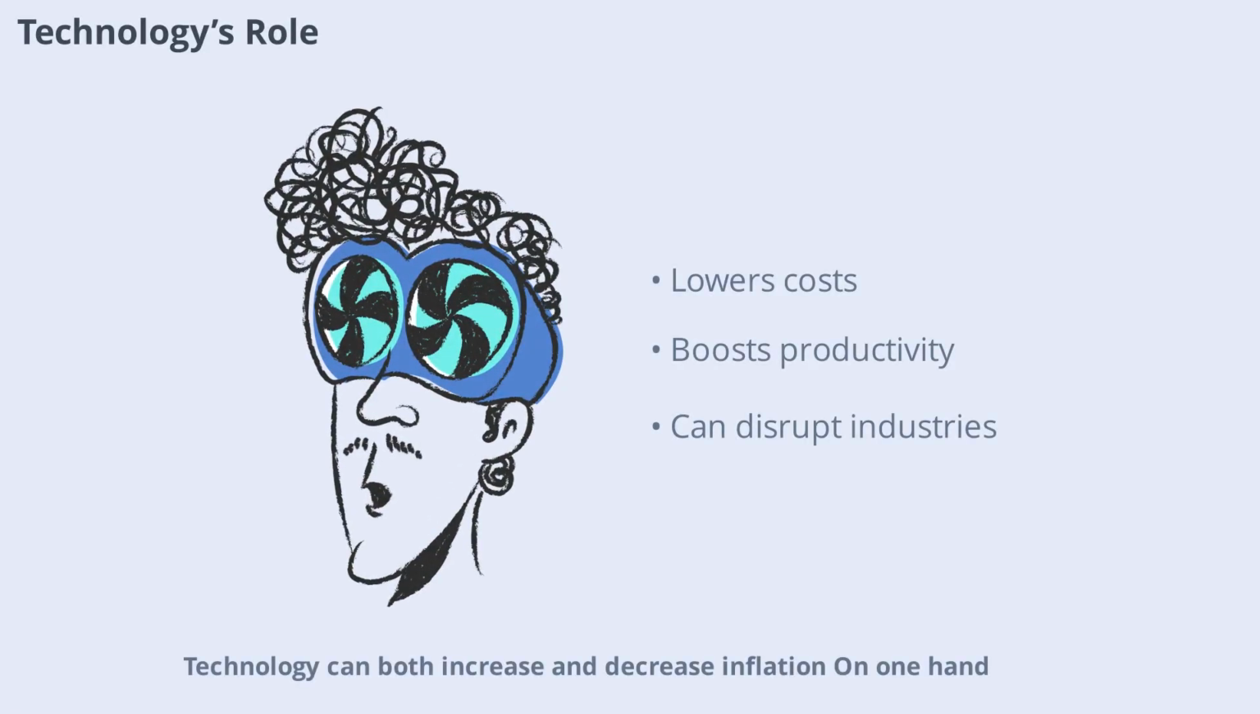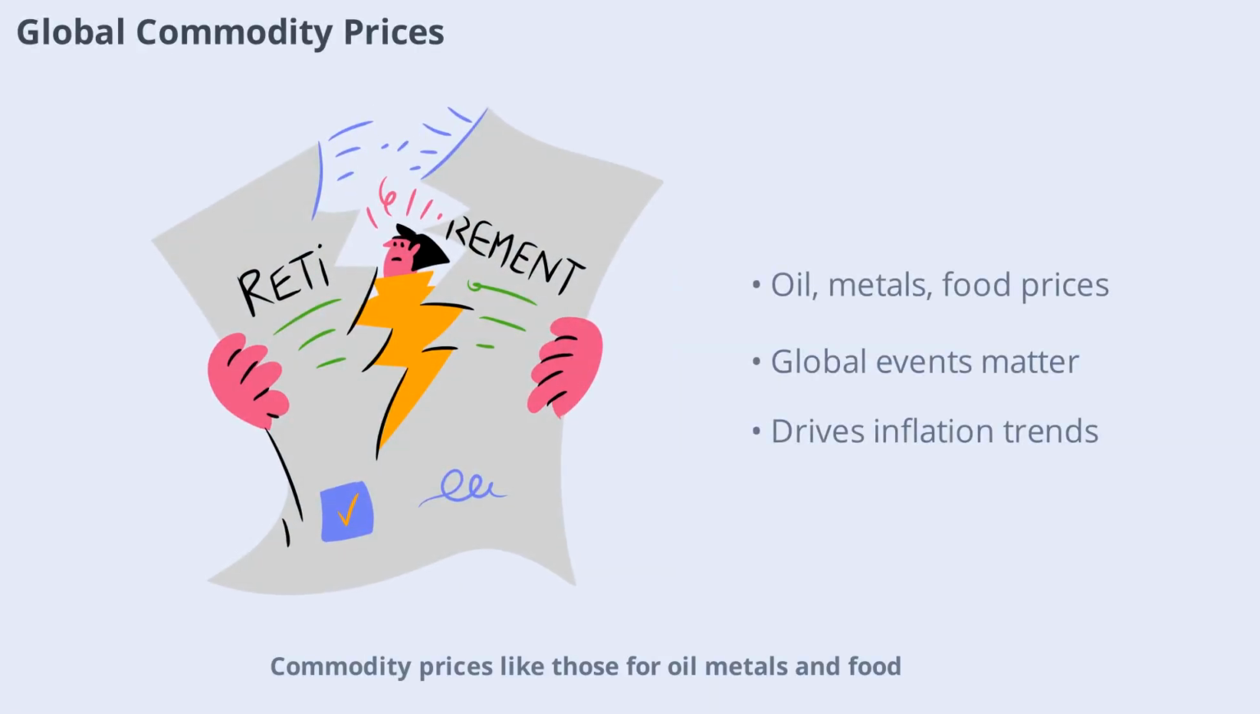Technology can both increase and decrease inflation. On one hand, advances in technology can lower costs and improve productivity, helping to keep prices down. On the other, rapid technological change can disrupt industries and create new sources of inflation. The net effect depends on how technology is adopted and integrated into the economy. Commodity prices, like those for oil, metals, and food, have a direct impact on inflation.